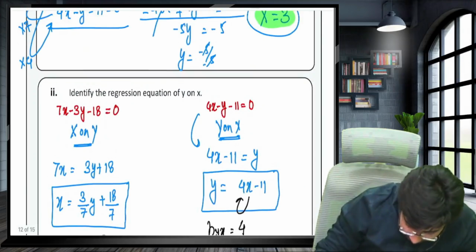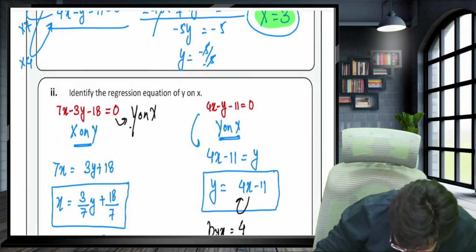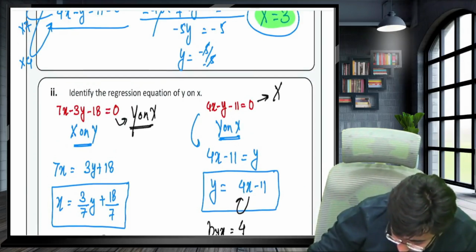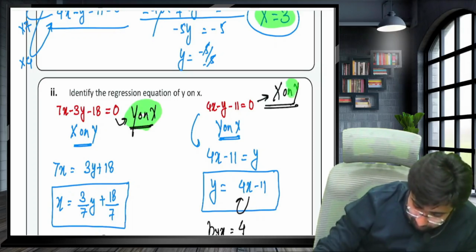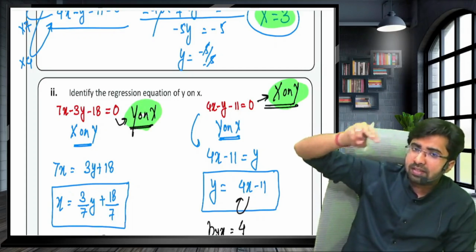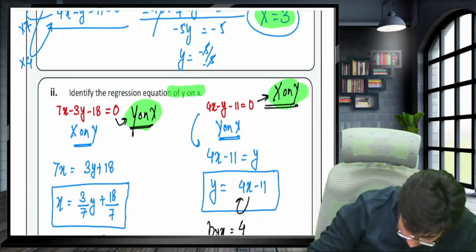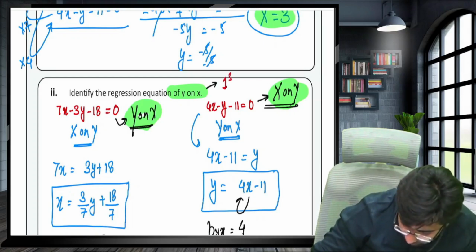I will say this is not x on y. This is y on x, and this is x on y. Guys, I am giving you one homework. Now again compute r by taking the first as y on x and the second as x on y. So which one is y on x? I will say the first one. My answer is the first one.